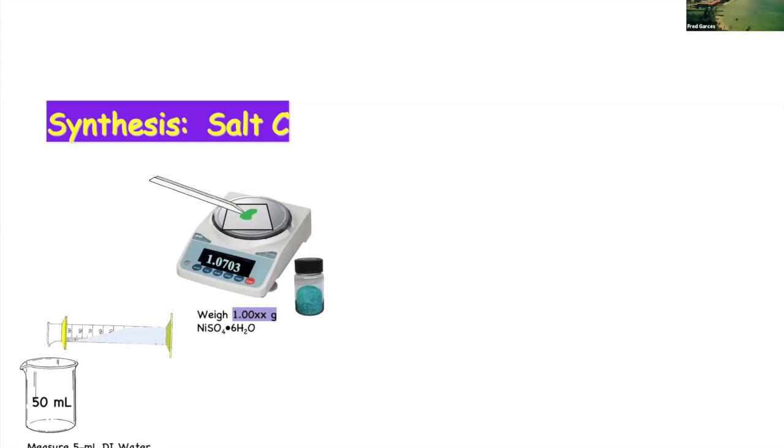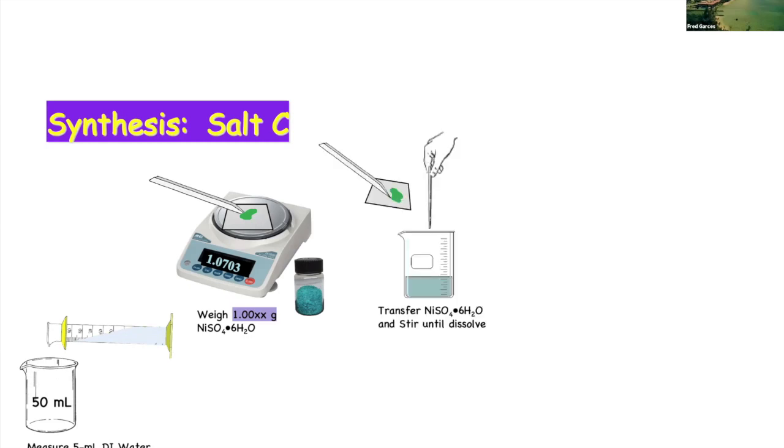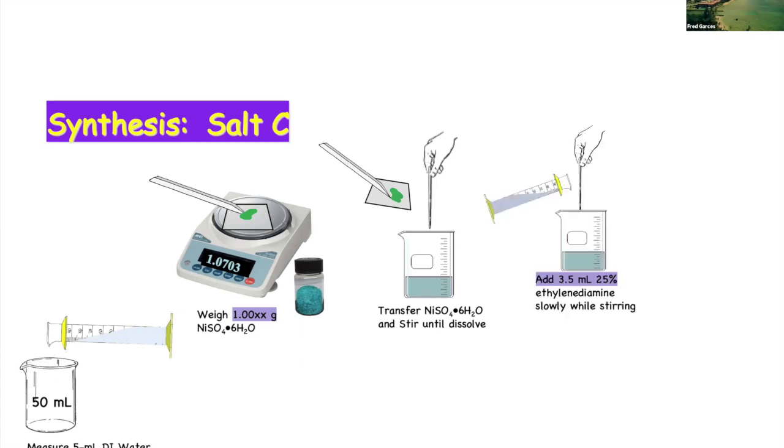The last synthesis is going to be very similar to the first two. Again, 5 mils of water, except this time I only weigh approximately 1 gram, 1.0703 grams of nickel sulfate hexahydrate. Then I transfer it to my 5 mil water. I add, in this particular case, 3.5 mils of 25% ethylene diamine. So I use a lower amount of nickel salt. I use a greater amount of ethylene diamine.